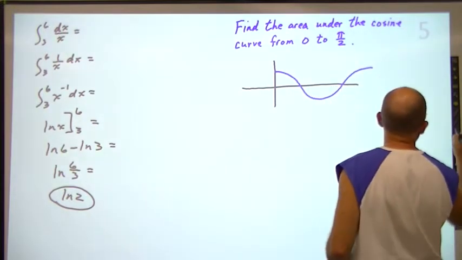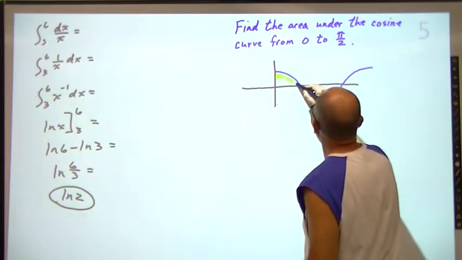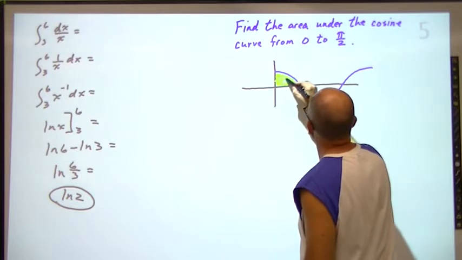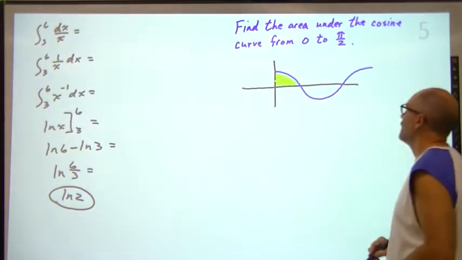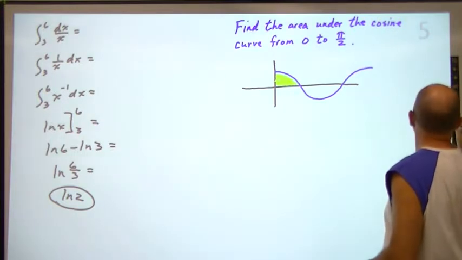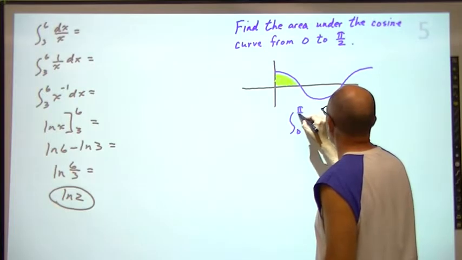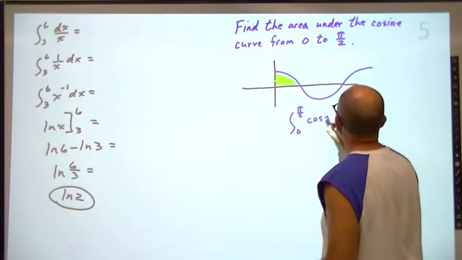Now, we only care about the area from 0 to pi over 2. So that's the area we're looking for right there. Okay, how do we get that? That's just going to be the integral from 0 to pi over 2 of cosine x dx.